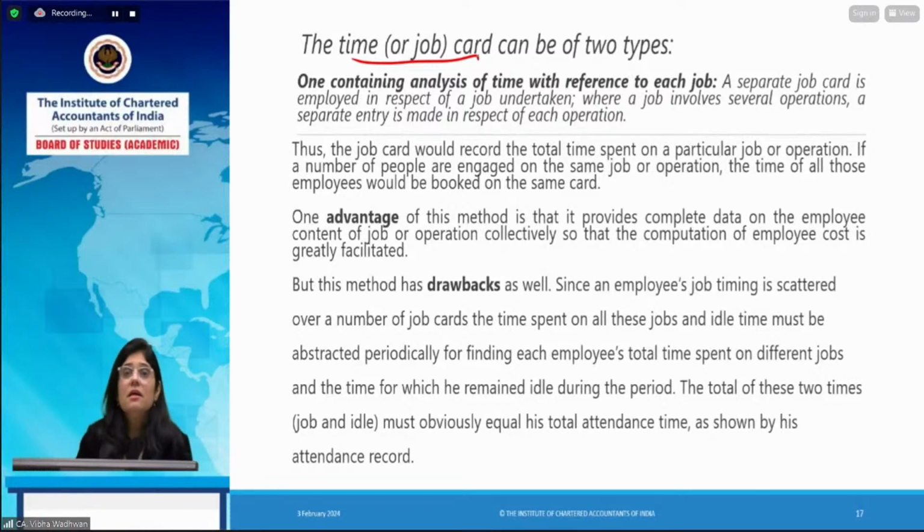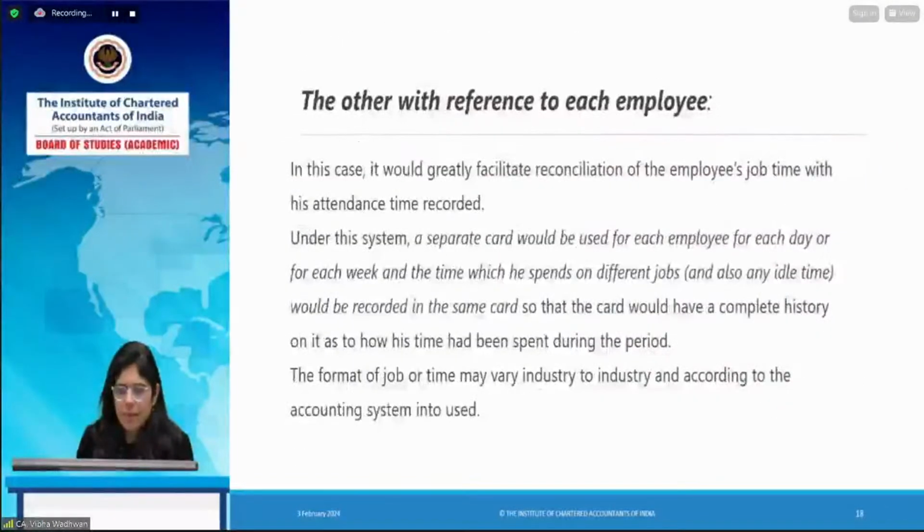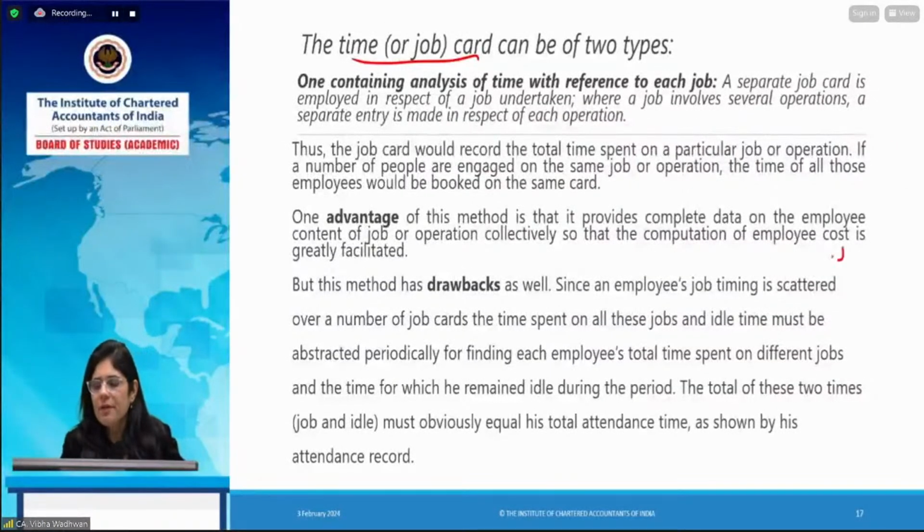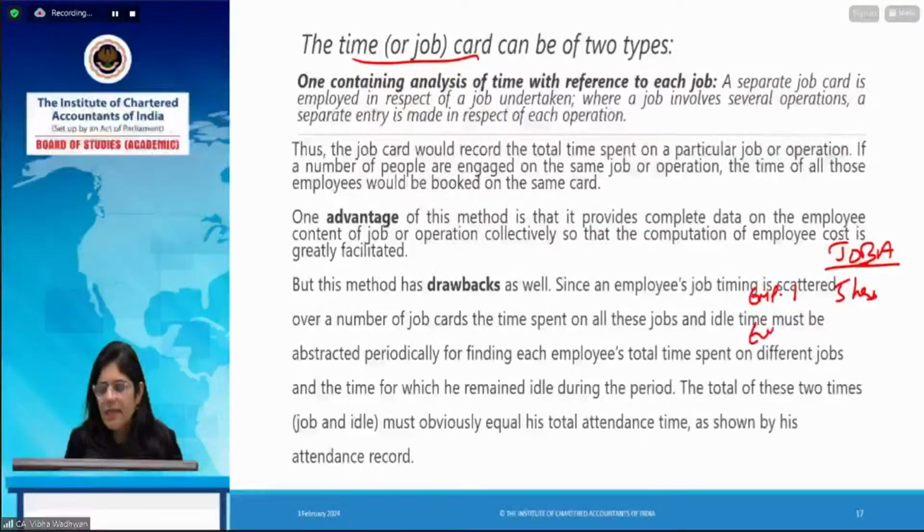That means a card will be made job wise. All right. So for example, if we are making card, there is job A, and if we are making card job wise, all right. So employee 1 is spending 5 hours. Then employee 2 is spending 3 hours. Then employee 3 is spending 4 hours.